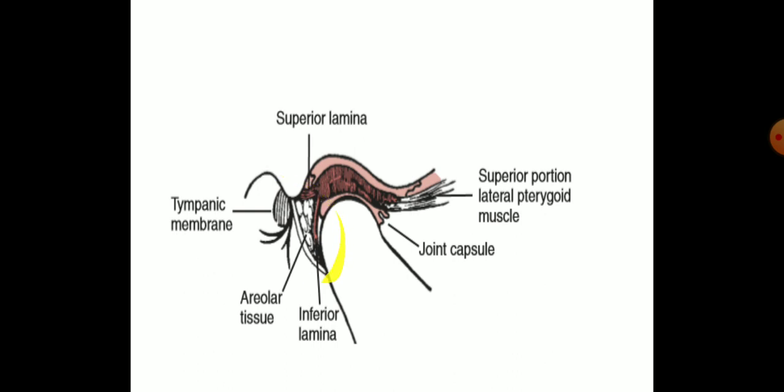When we look at the posterior part, it is a bilaminar structure, meaning it divides posteriorly into two: a superior lamina and an inferior lamina. The superior lamina attaches to the tympanic membrane, and the inferior lamina attaches to the areolar tissue, or to the condyle of the mandible.